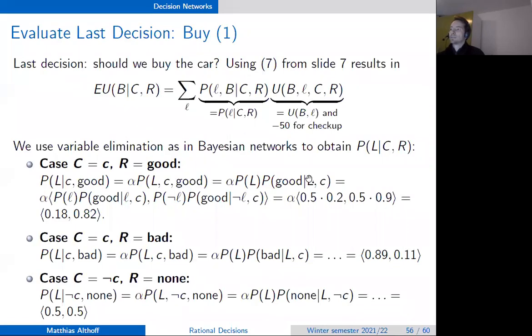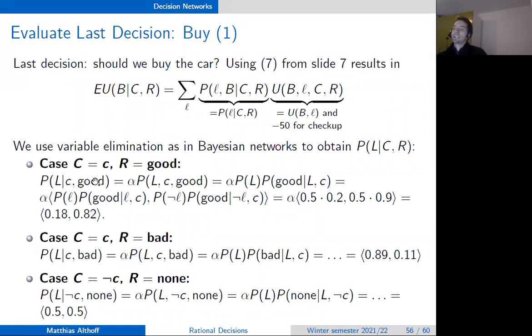Okay, and then we just insert the values for both cases. So for the case that it is a lemon and for the case that it's not a lemon. That's the case for lemon. That's the case for not lemon. Then we normalize it, and then we know that with 80% it's a lemon, given that the report says good and we perform the checkup, and 82% that it's not a lemon, given that we perform the checkup and the report says it's good.